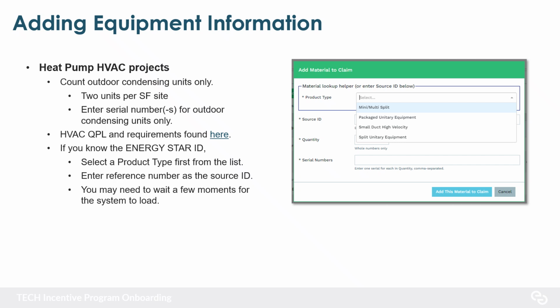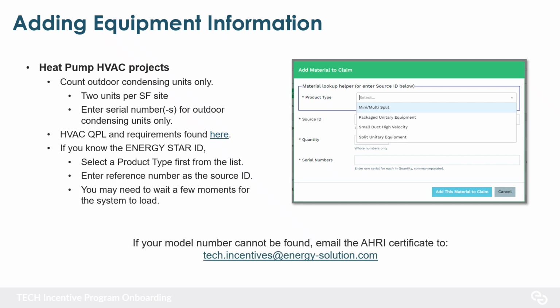As a key reminder, count the outdoor condensing units only. There's a limit of 2 units per single family site. Enter in the serial number for the outdoor condensing units only. The HVAC QPL and requirements are found on our contractor knowledge base. And if you know the Energy Star ID, select a product type first from the list, enter the reference number as the source ID, and you may need to wait a few moments for the system to load.